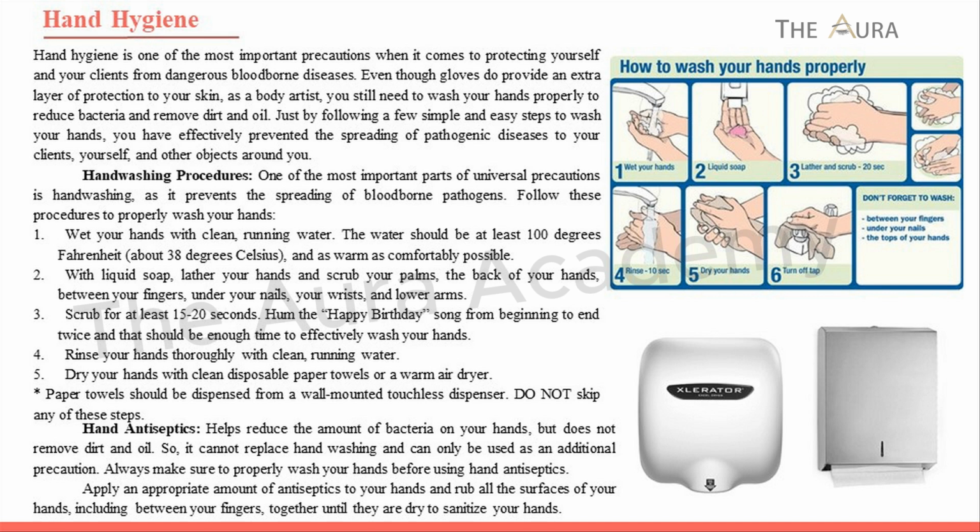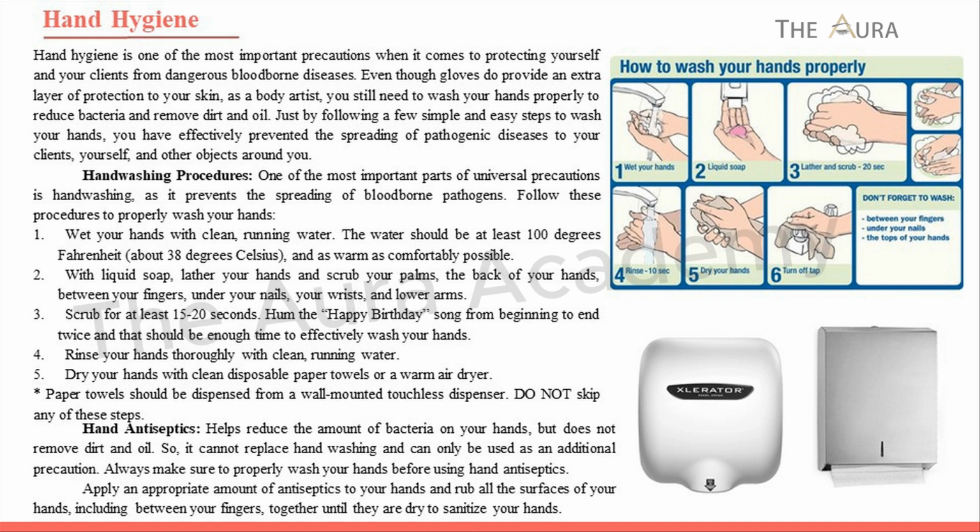Hand washing procedures. One of the most important parts of universal precautions is hand washing, as it prevents the spreading of bloodborne pathogens. Follow these procedures to properly wash your hands. Wet your hands with clean, running water. The water should be at least 100 degrees Fahrenheit or about 38 degrees Celsius and as warm as comfortably possible.